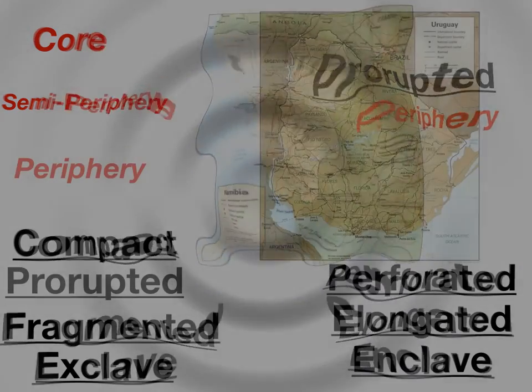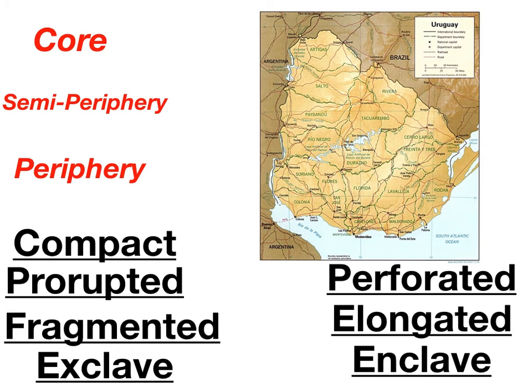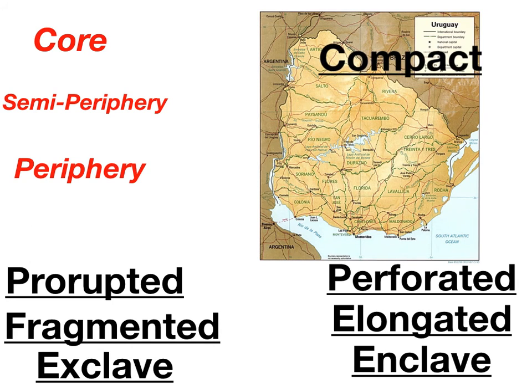Okay, moving to South America, this is the state of Uruguay. So Uruguay, bordering Argentina and Brazil. The shape of Uruguay is, it's a compact state. It's a pretty classic compact shape. And like its neighbors in South America, many of its neighbors, semi-periphery.